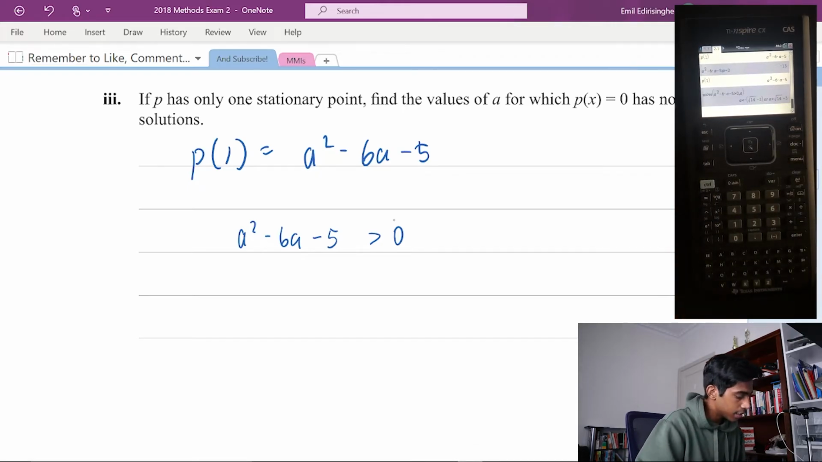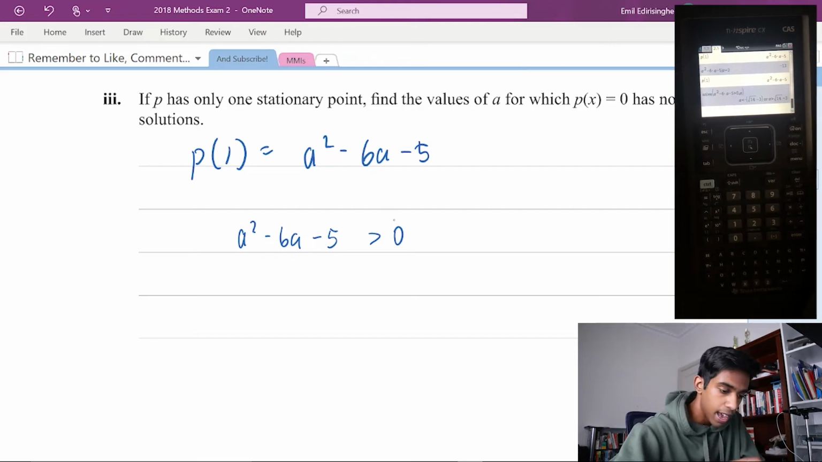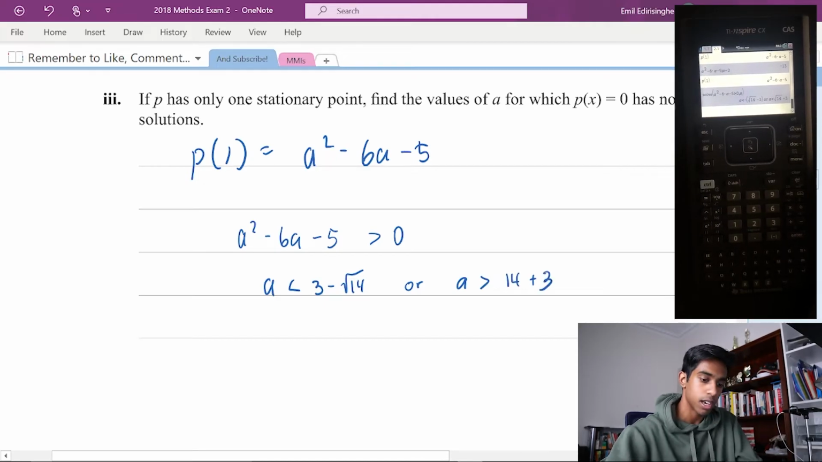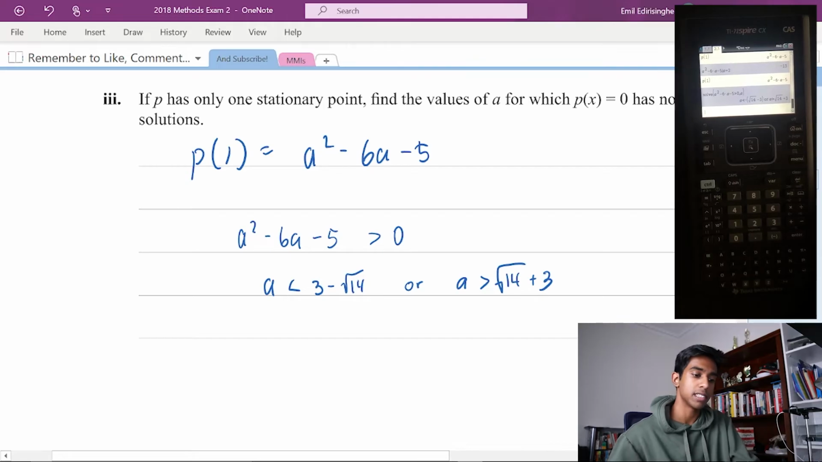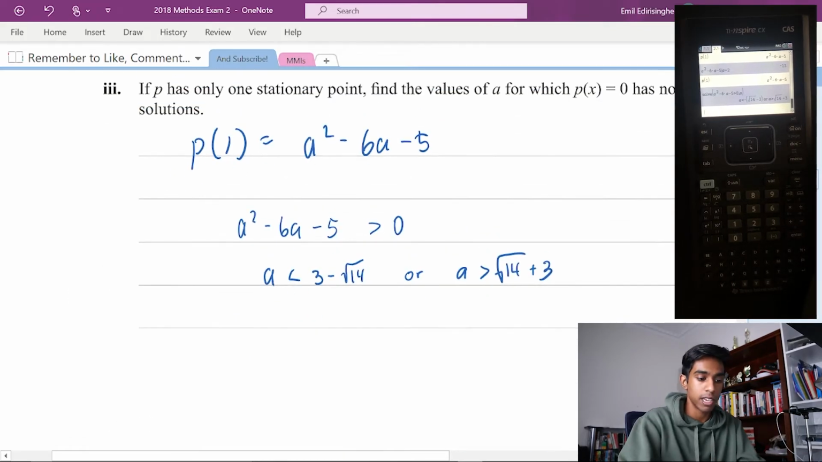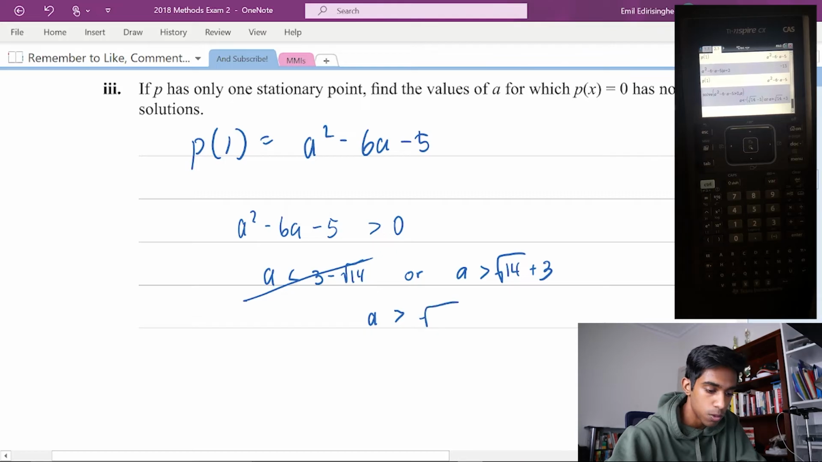That gives us a is less than 3 minus root 14, or a is greater than 3 plus root 14. But if we remember from before, if P has only one stationary point, a must be between 1 and infinity. So therefore it cannot be this answer, and it has to be a is greater than root 14 plus 3.